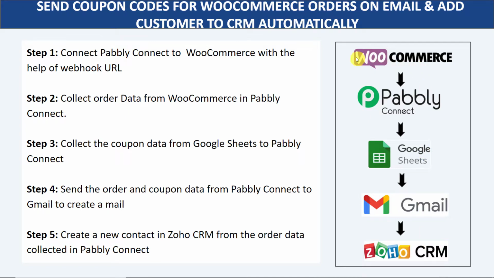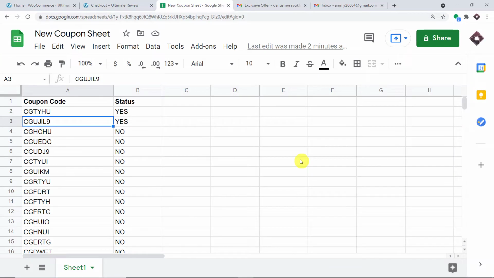So as you can see, there will be a perfect connection between WooCommerce, Google Sheets, Gmail and Zoho CRM, all thanks to Pabbly Connect. Now the interesting thing that you have to know is, all you have to do is just sit back and relax after building this workflow, because whenever a new order is created in WooCommerce, automatically an email will be sent to the customer containing the coupon code. At the same time, the customer will be added as a contact in Zoho CRM automatically every time.